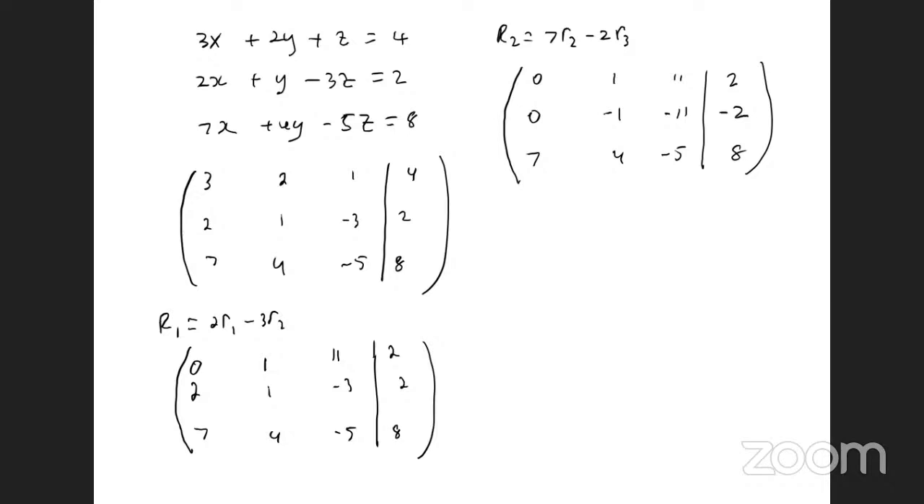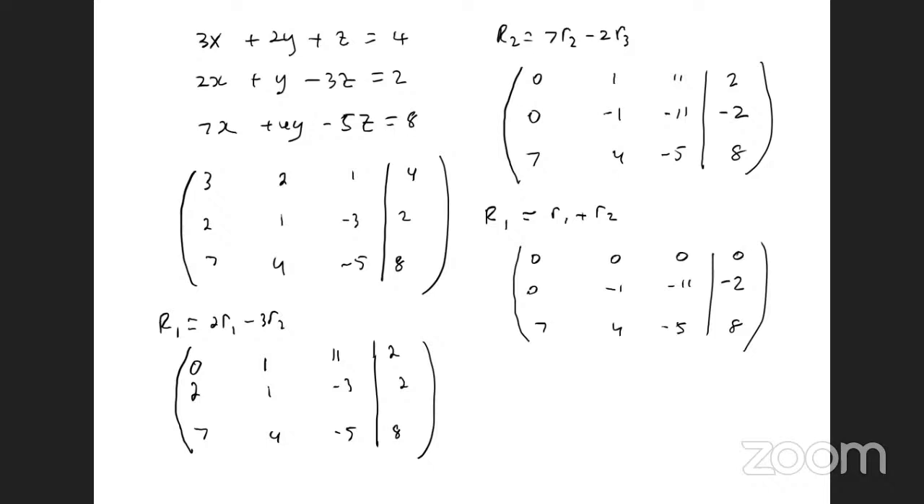Now if I take row 2, let's change row 1, it doesn't matter. Row 1 is equal to row 1 plus row 2. I'll leave these two as the same. So on top you'll get 0, then a 0, then a 0, then a 0. So it's an infinite number of solutions. But there's a way for you to represent this infinite number of solutions.